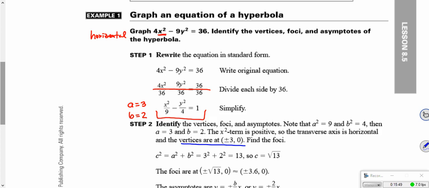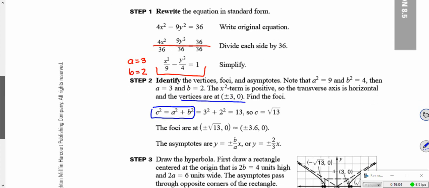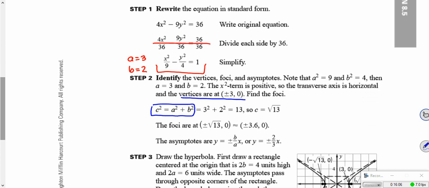Find the foci. Again, here is your formula for foci. So 9 plus 4 is 13, so the square root of 13 is root 13. Your foci are always on your transverse axis. So again, there's your foci.